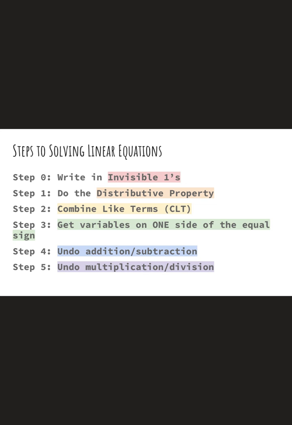These are the steps to solving linear equations, and you should do these in order. The first step, or step 0, I like to call it, is write in your invisible ones, and we'll talk about what that means in a minute. We're going to do the distributive property if necessary, combine like terms, get variables on one side of the equal sign, and then we're going to undo addition and subtraction and undo multiplication and division.